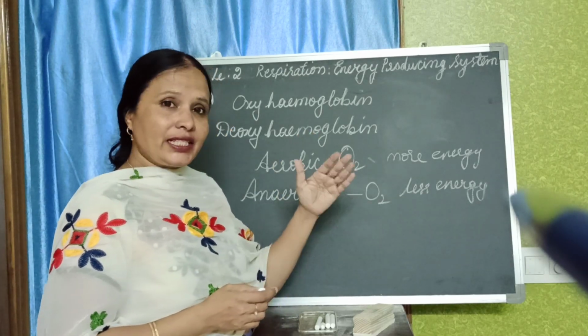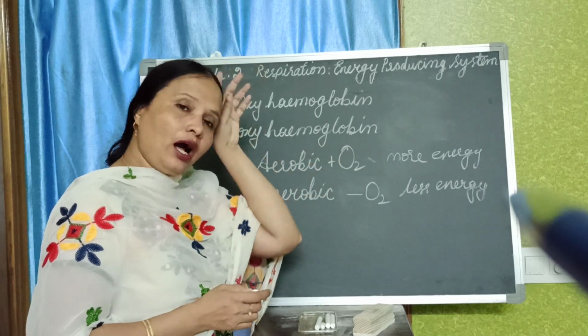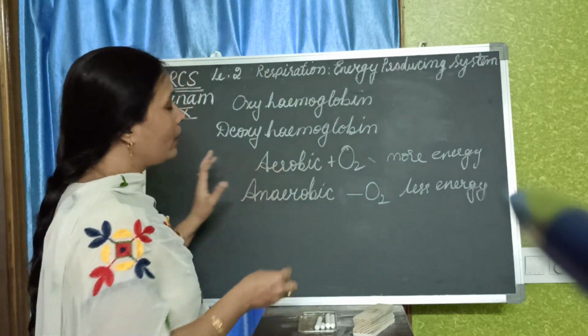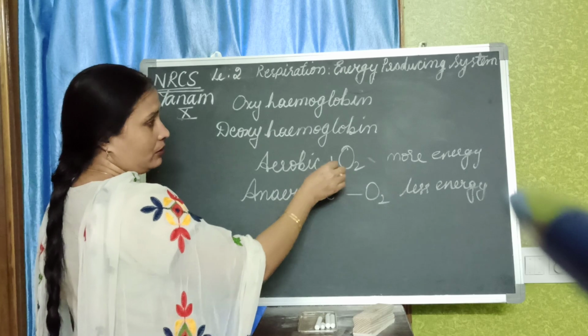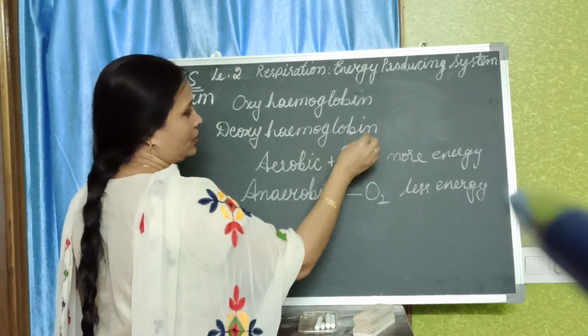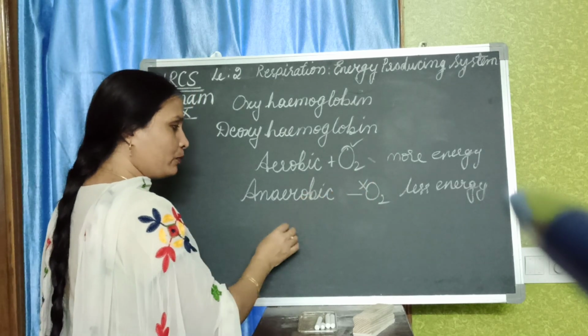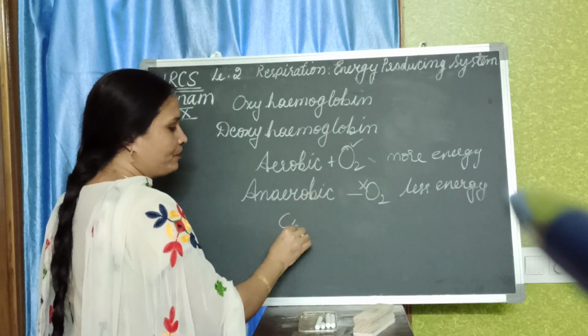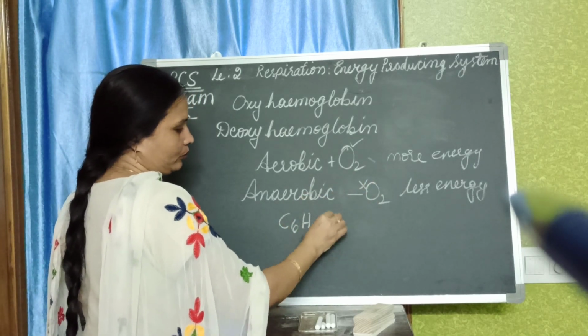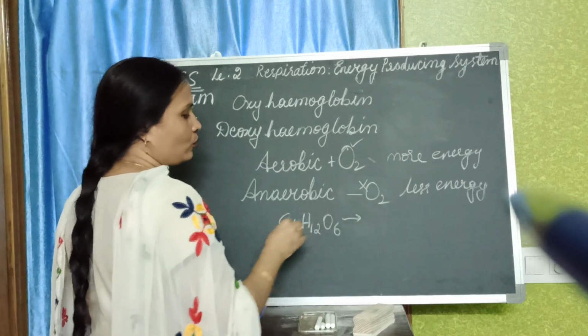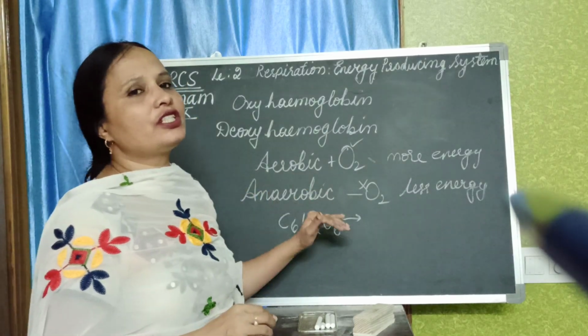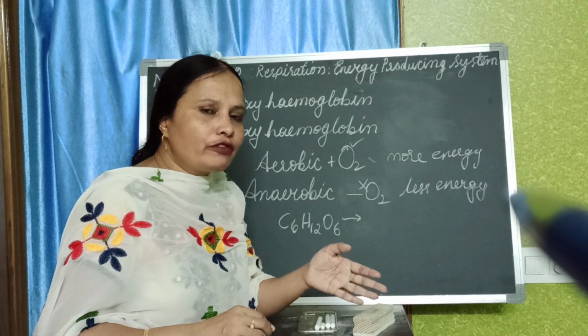Now let us understand what is happening. For aerobic respiration, oxygen is required. For anaerobic respiration, oxygen is not required. But for both of them, the raw material is glucose. Both of them need glucose. So, what is the first step of breaking down of glucose?